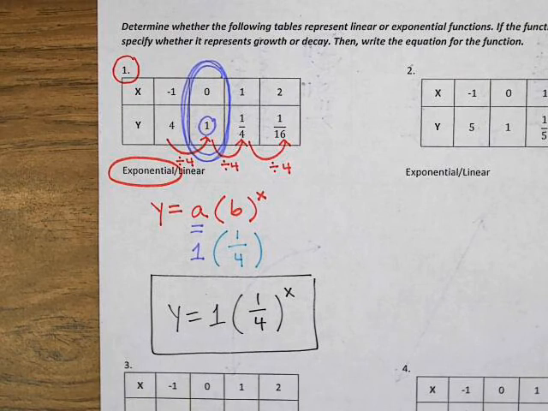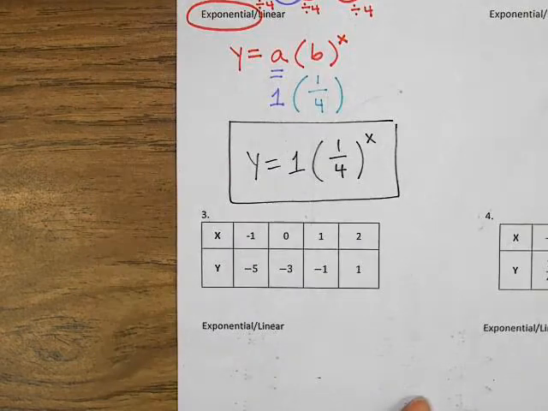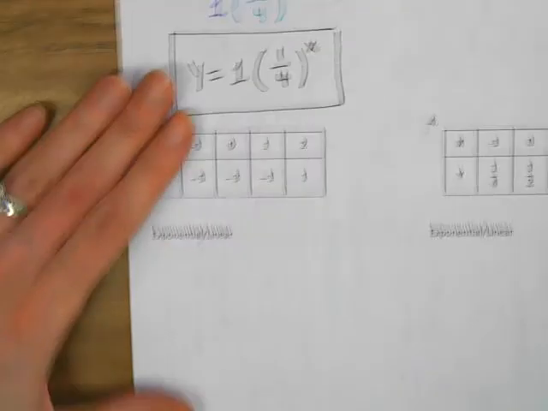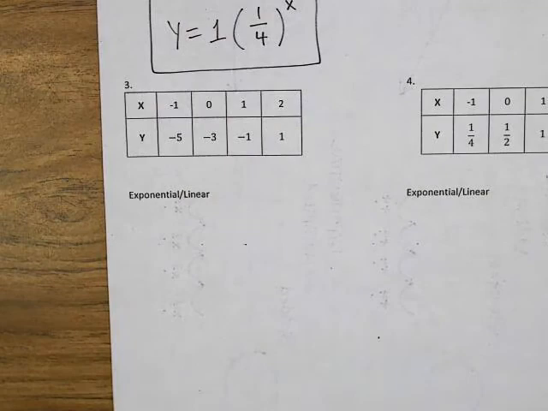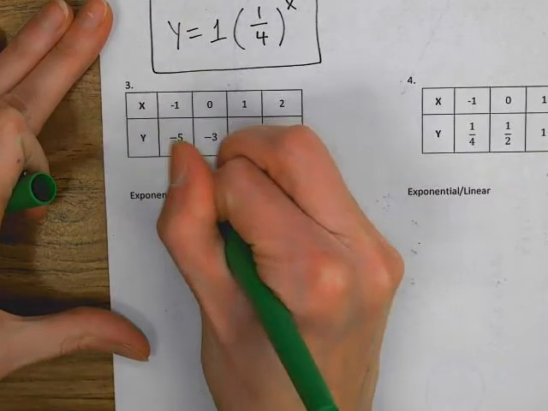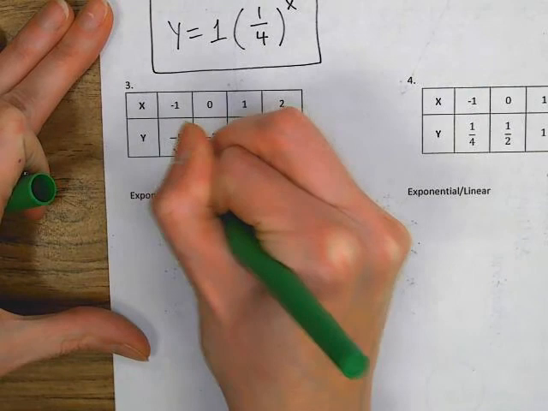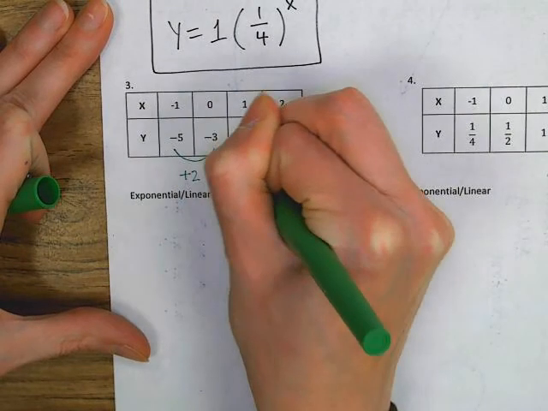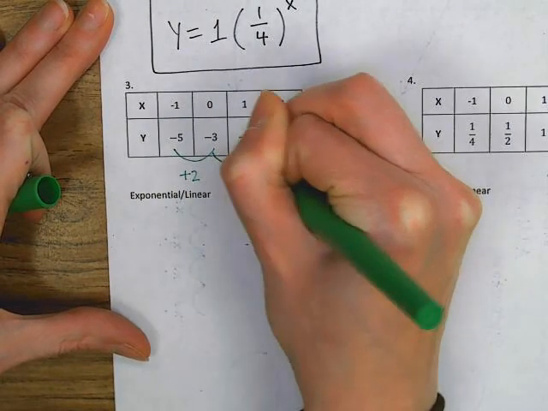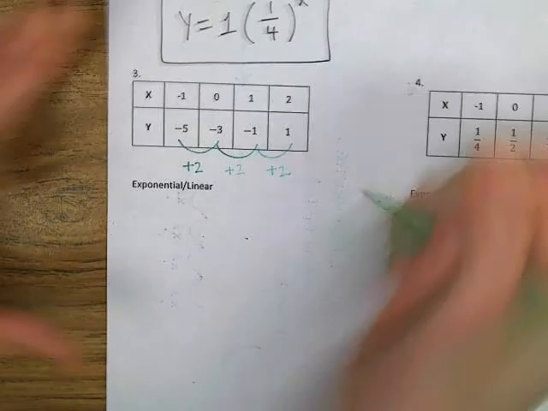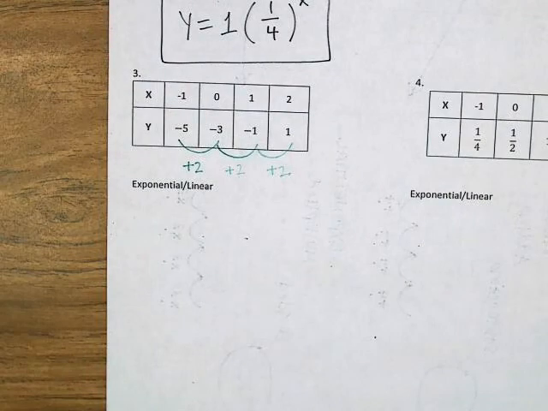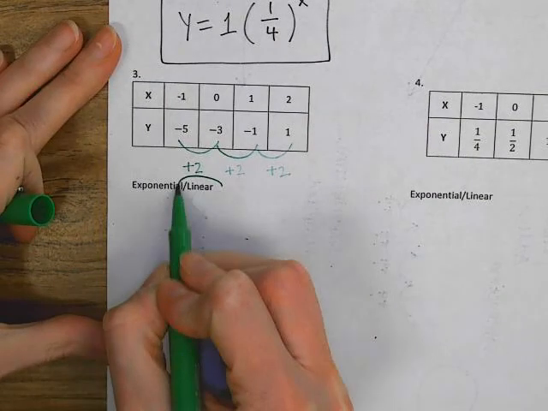Now let's do number 3. Let's try that one. All right, so number 3. How is the y changing? How do you get from one y to the next? Let's see. To get from here to here, we're adding 2. To get from here to here, we're also adding 2. And to get from here to here, we're also adding 2. All right, so when the change is adding and subtracting, that means that it is linear.